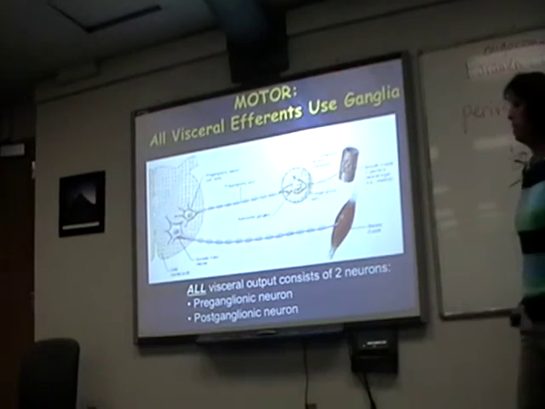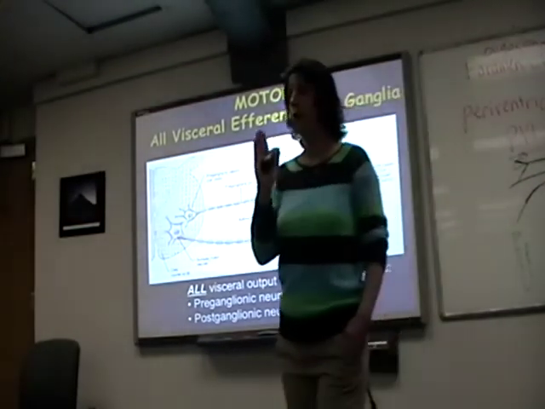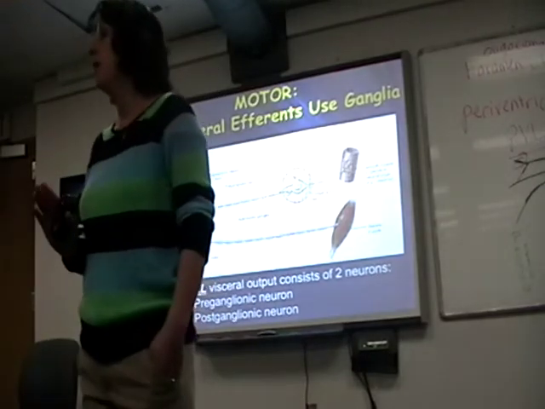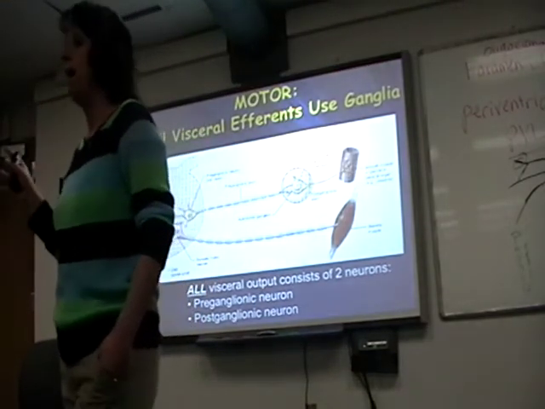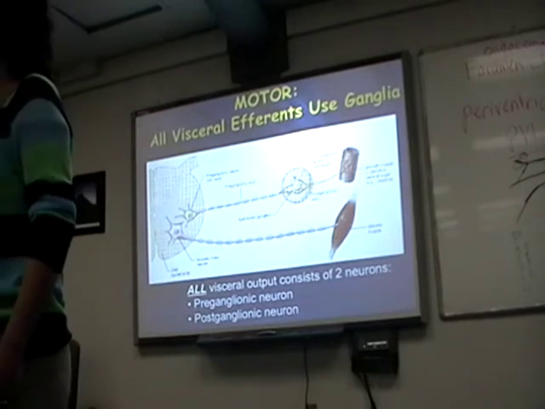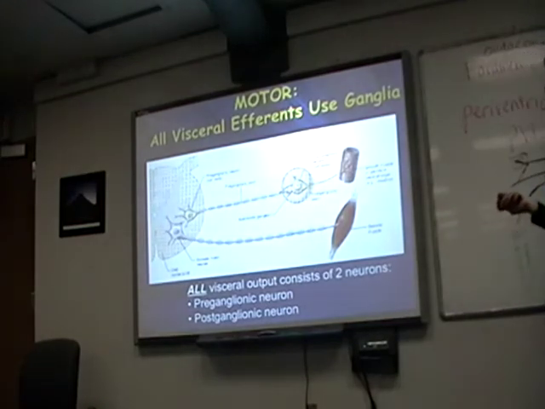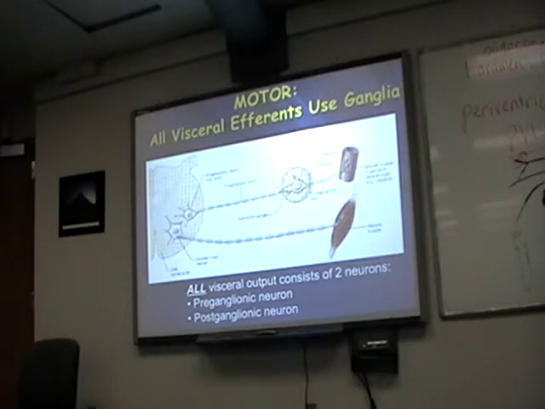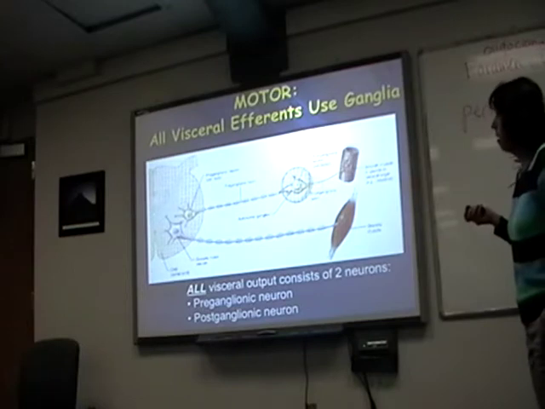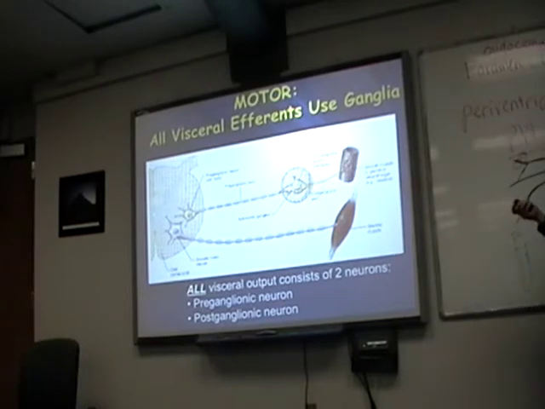Motor-wise, with our somatic motor system, we pretty much had an upper motor neuron go to a lower motor neuron. The visceral motor system, we're going to use ganglia. So we're basically going to have another synapse in there. So what we basically have is a preganglionic cell body in the central nervous system, and then it's going to have its axon. It's going to synapse with a postganglionic cell body somewhere, and then it'll have its axon that goes to the organ or the muscle that it's going to act on. So it's a two neuron system.